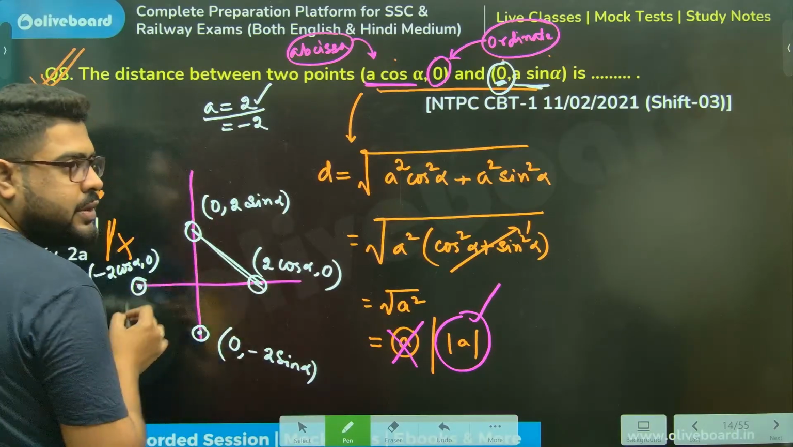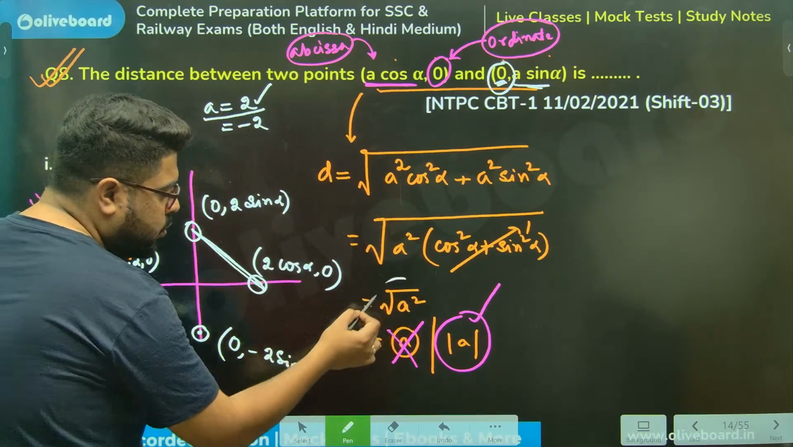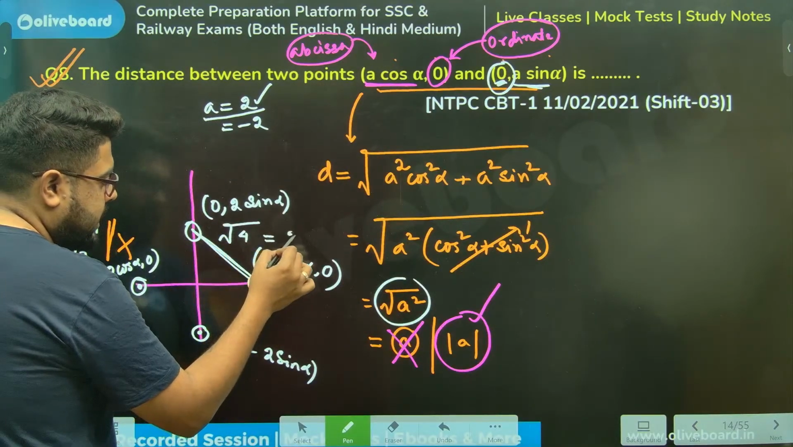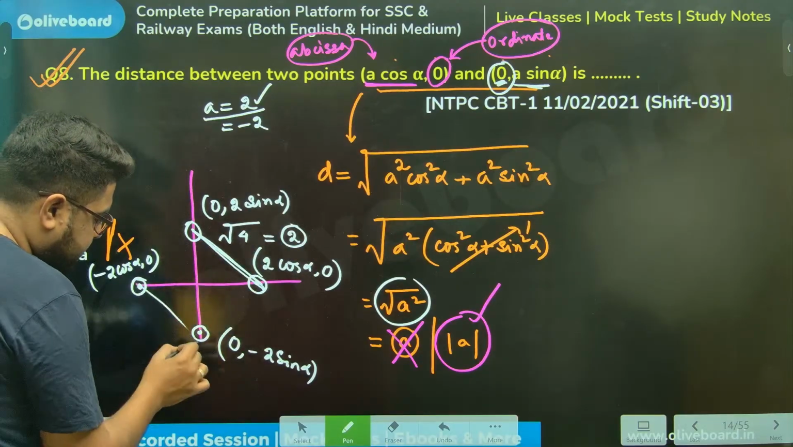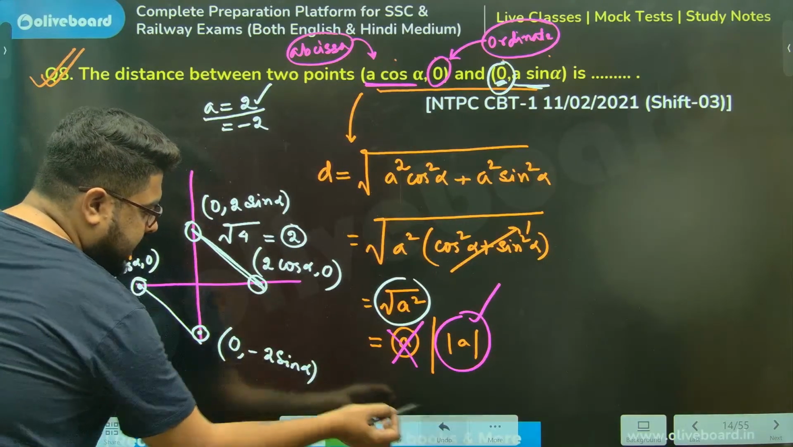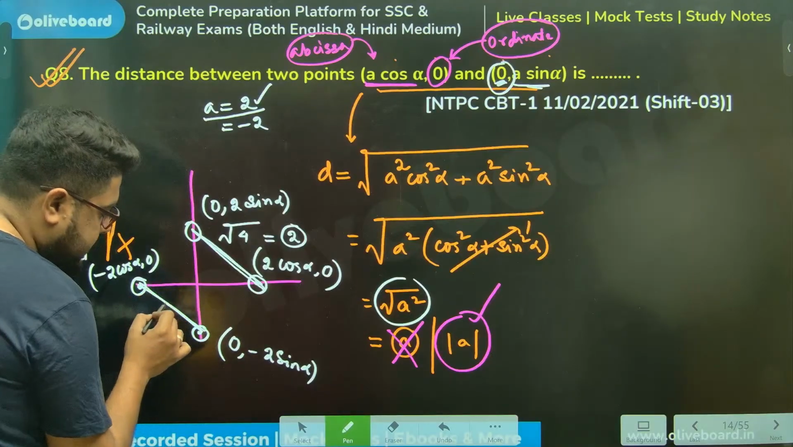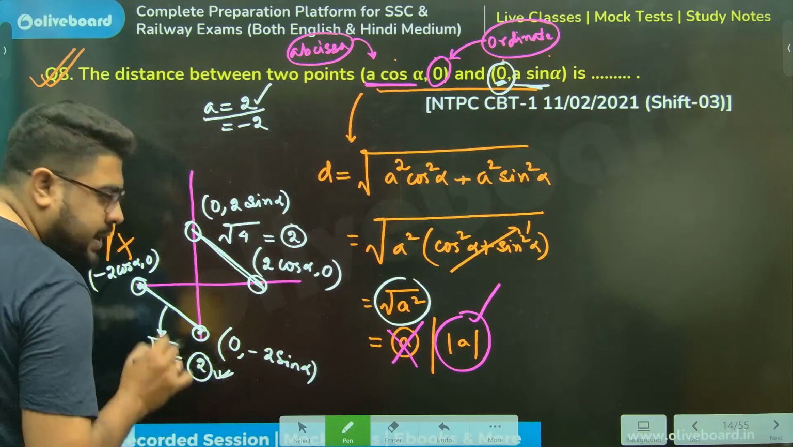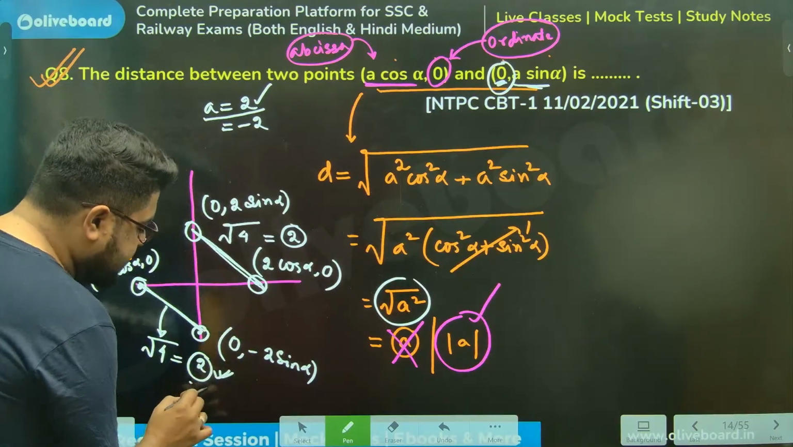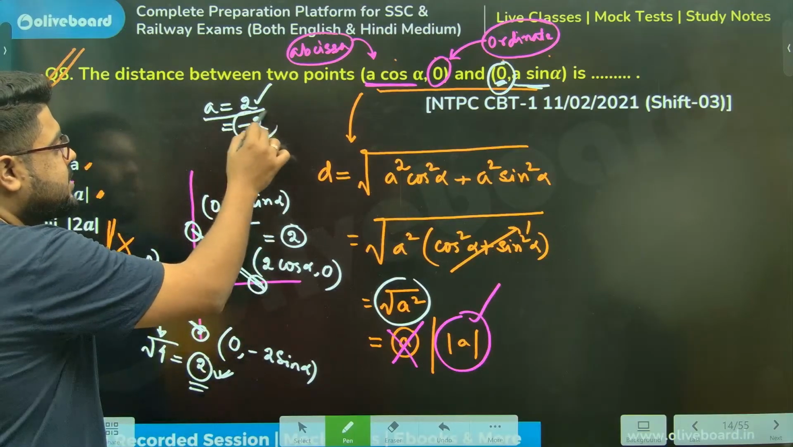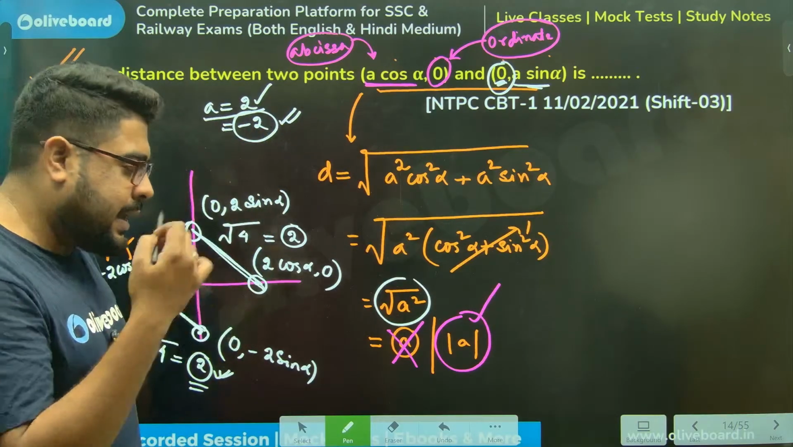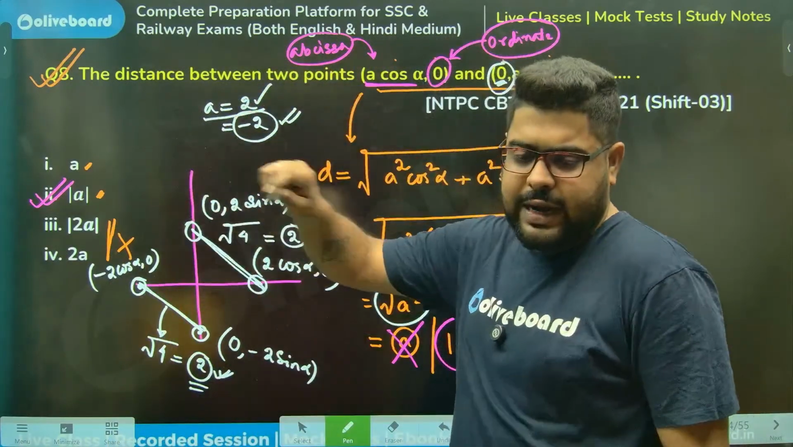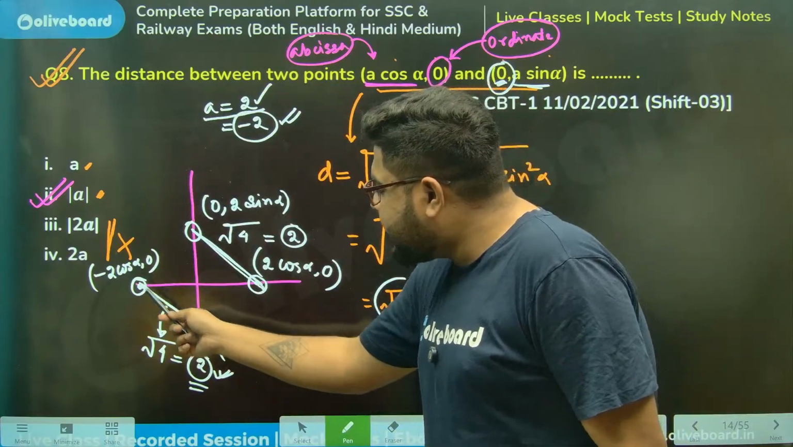But you see, in both cases, this is the distance which we are getting: root over of A square. Root over of 2 square, that is 4, so it is 2. If A is minus 2, then also whatever distance we get is root over of 4, that is 2. So whether A is positive or negative, in both situations I am getting the distance as 2 only.